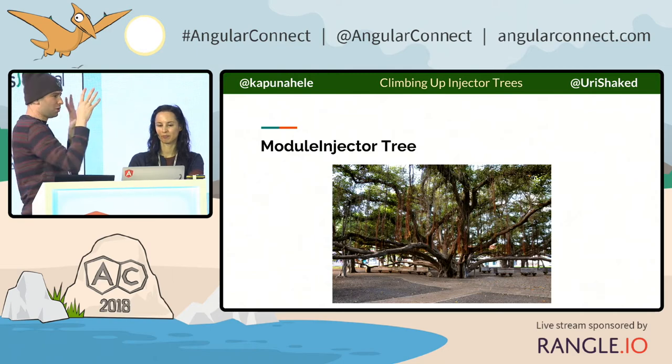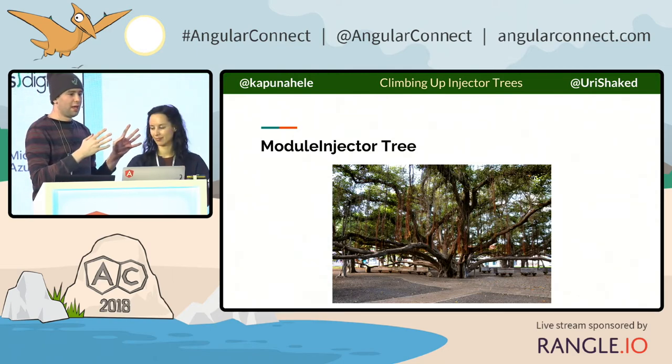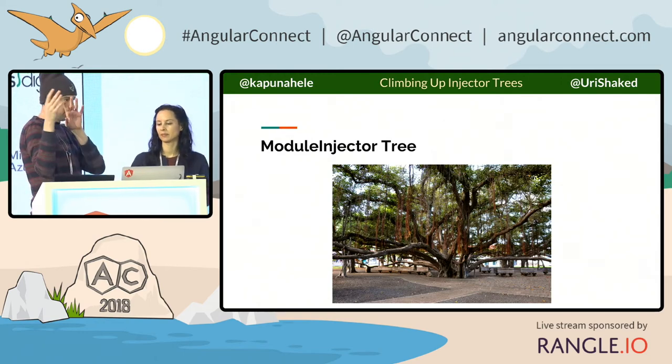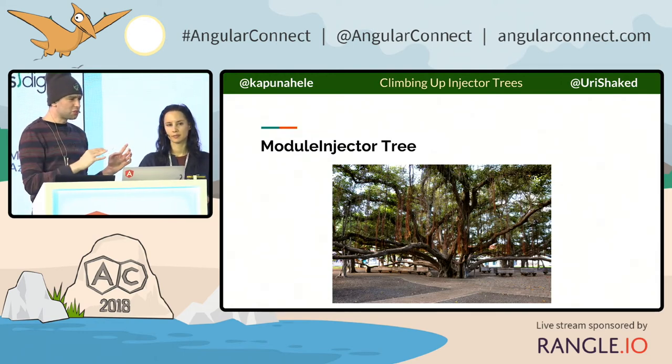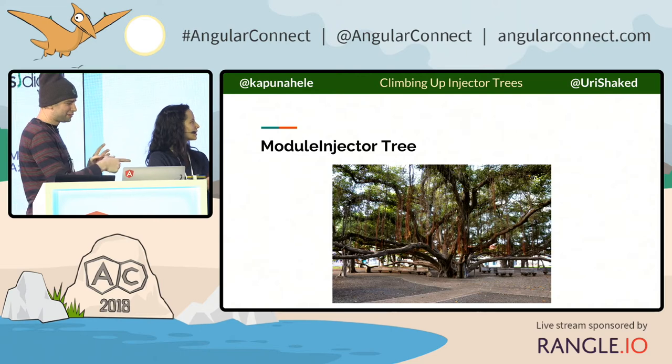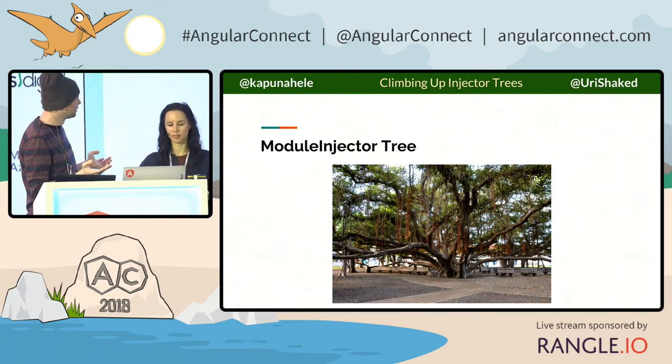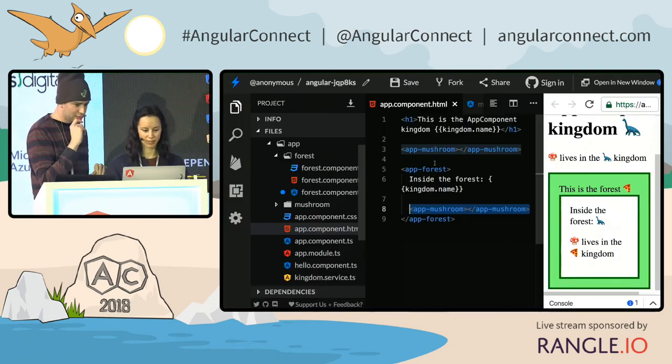So yeah, right, module injectors. So we saw the element injector tree, and when we started, we defined the kingdom service in our module, but you said there is also a tree there. How does that work? Let's play with modules and find out. All right. Okay. I like this approach.